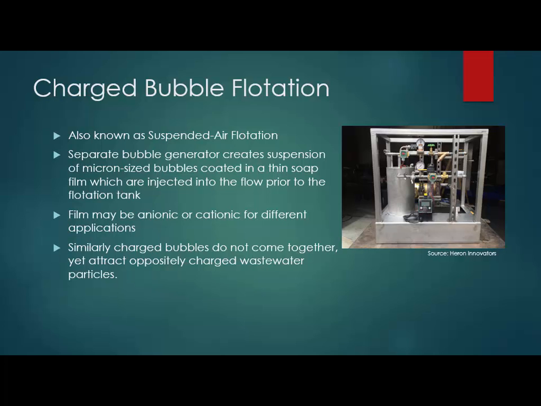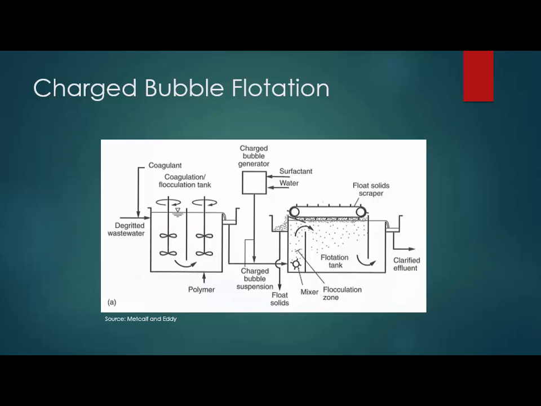And actually this right here is a picture I found of the bubble generator. And here's a flow diagram from the textbook. You can see a coagulation tank. From there, it's discharging to the flotation tank. However, in the middle, you have this bubble generator, which injects the suspension of film-coated bubbles. Again, similar to the dissolved air flotation, the bubbles rise to the surface and a scraper removes the material.